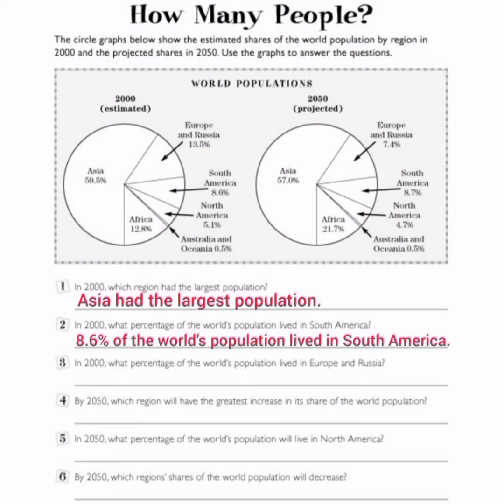Just like you've been doing, it's your decision how you want to answer it. So long as you're giving the percentage and it's in a complete sentence, it'll be okay. So the way I would answer it would be 13.5% of the world's population lived in Europe and Russia.